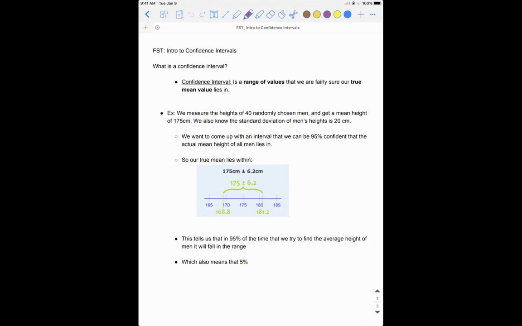So let's get rolling. This section in FST is called Intro to Confidence Intervals. And again, similar to last section, if you're taking AP Stats, this will be extremely helpful. Depending on what direction you're going, you may see this more, you may not see this very much. But basically, confidence intervals help us give a range of values that help us determine a true value or our true mean.